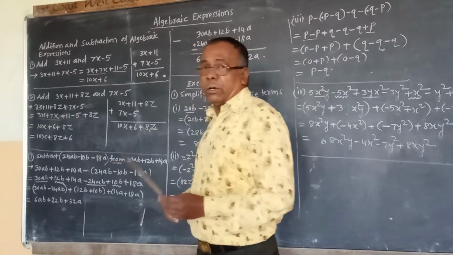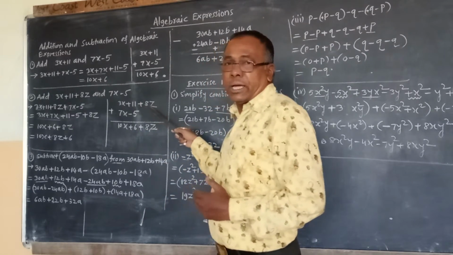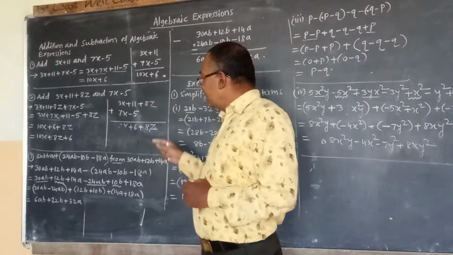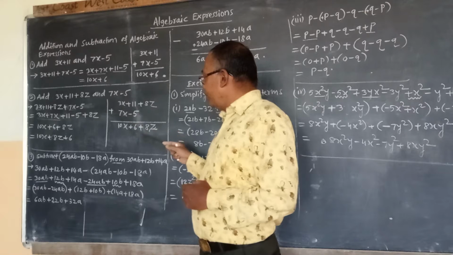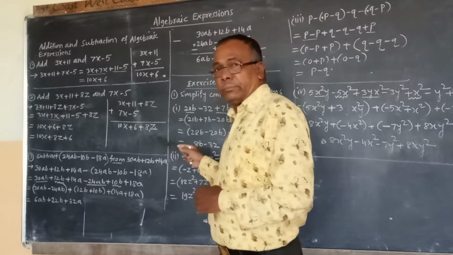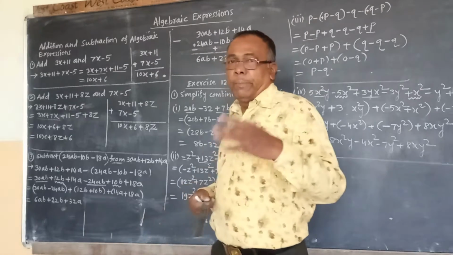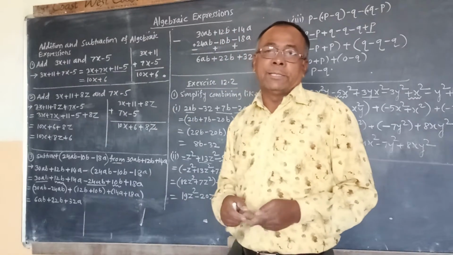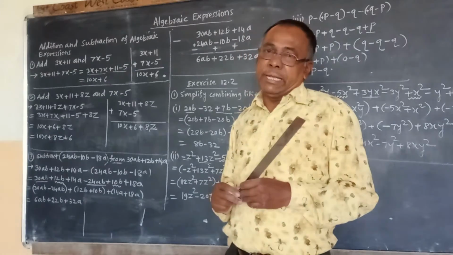Now by the horizontal method again we will solve: 3x plus 11 plus 8z, and I have written here plus 7x minus 5. Here 3x plus 7x will be 10x, and plus 11 and minus 5 will be plus 6, and plus 8z as it is. So our answer is 10x plus 6 plus 8z. These two examples we have seen for the addition of algebraic expressions. Now we will see some examples of subtraction of algebraic expressions.